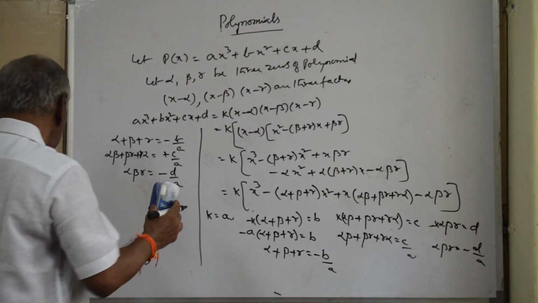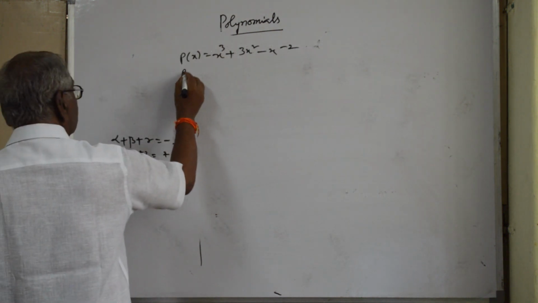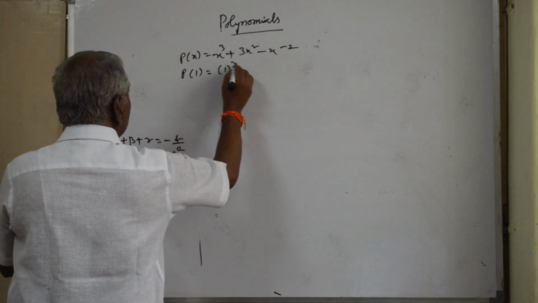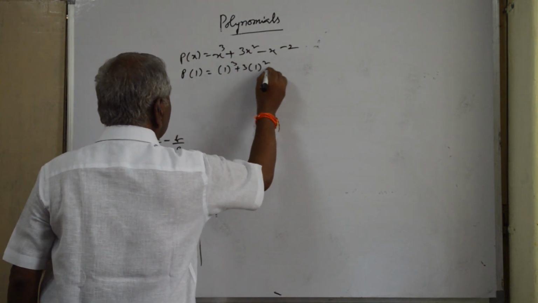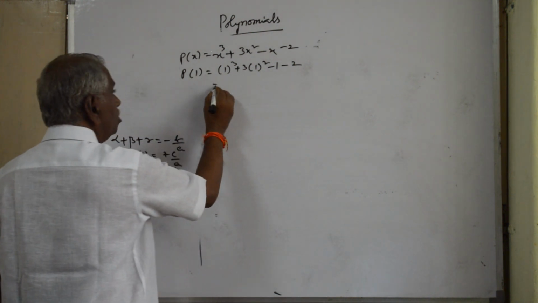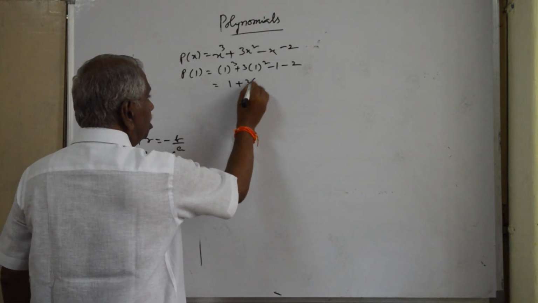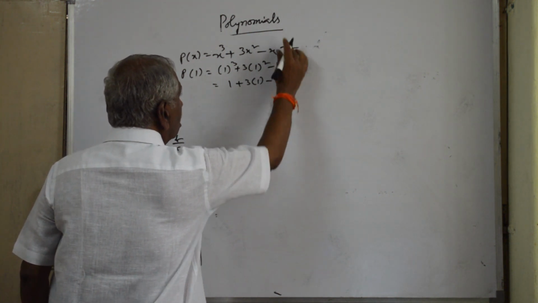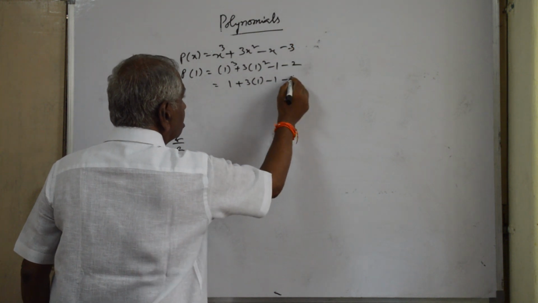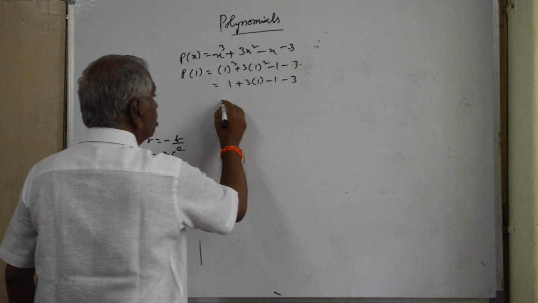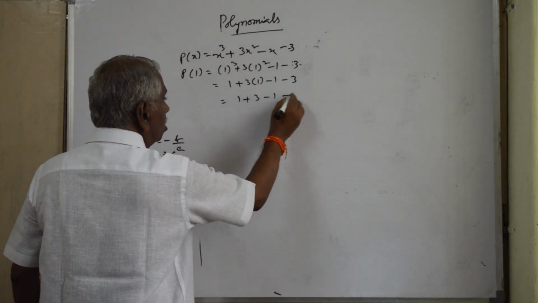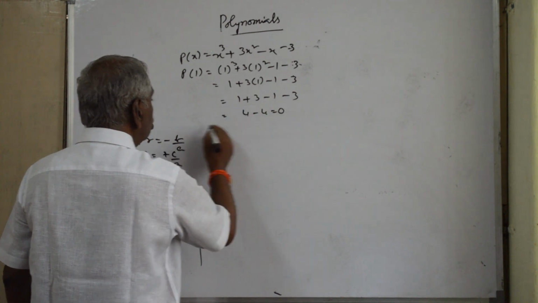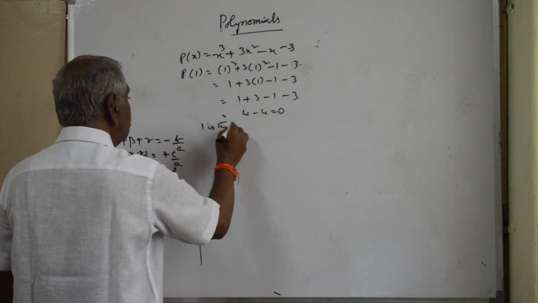Let us verify. We take the problem here. P of 1: 1 whole cube plus 3 into 1 whole square minus 1 minus 3. Now here, 1 plus 3 into 1 minus 1 minus 3. It is 1 plus 3 minus 1 minus 3. Now it is 4 minus 4, which is equal to 0. So 1 is a zero of the polynomial.